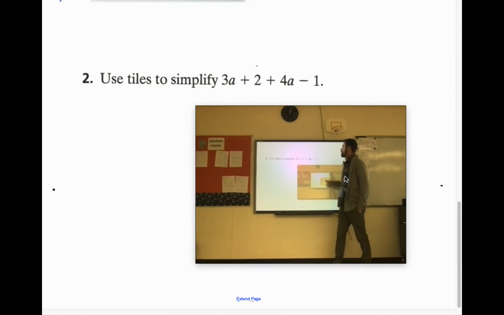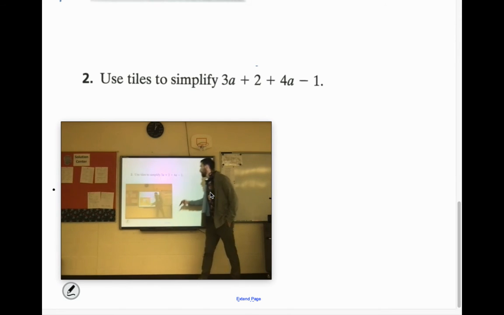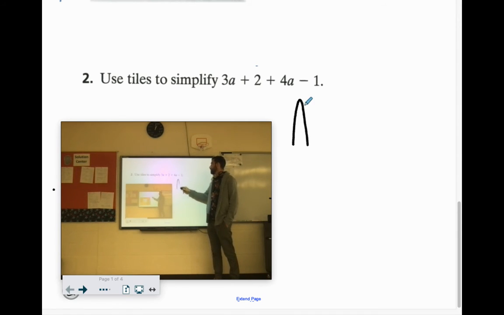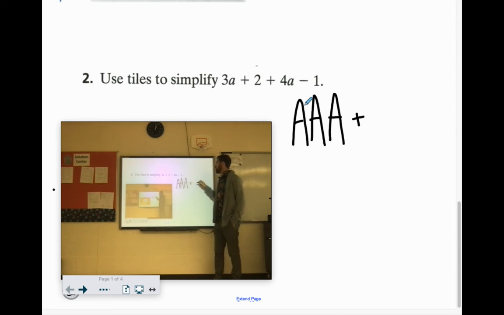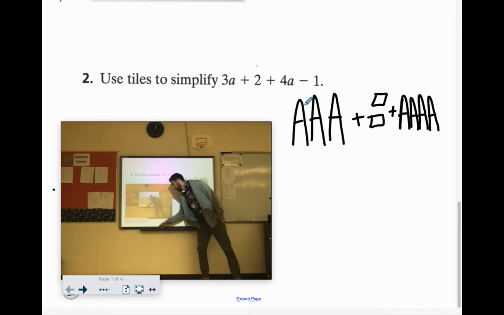Use tiles to simplify 3a plus 2 plus 4a minus 1. So let's say, you know what, honestly, let's just make our own tiles. Like, let's make these 3 a's, let's just make them 3 giant a's. How about these for tiles? Plus 2, we'll just have 2 little blocks. Plus 4a, and then minus 1. We'll use a red block for that.